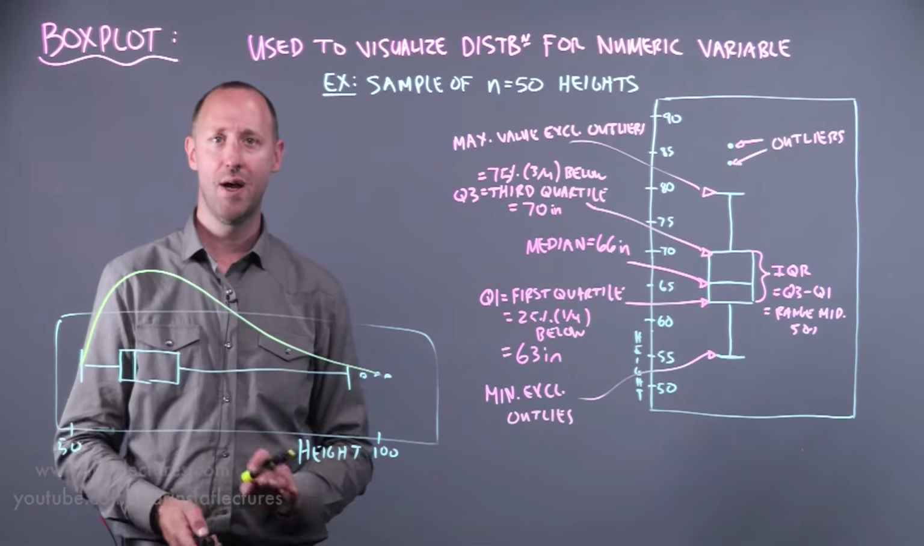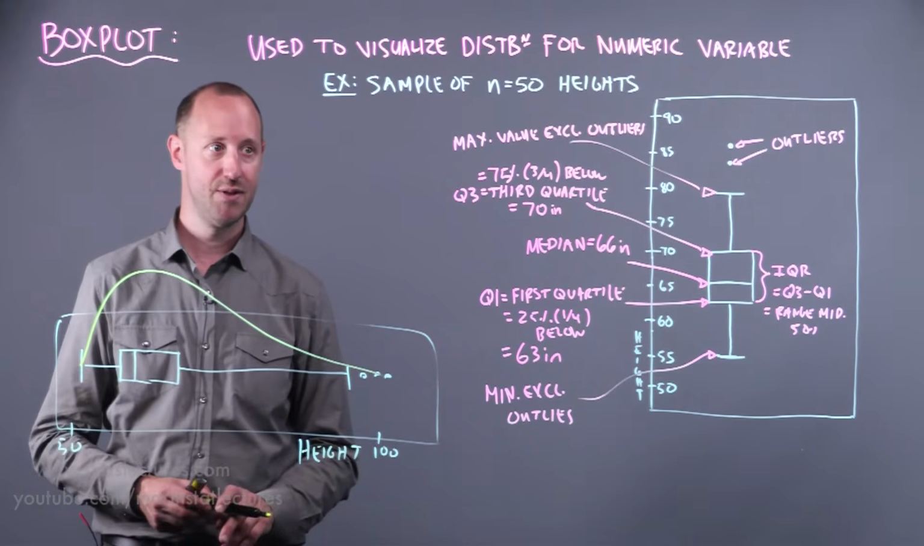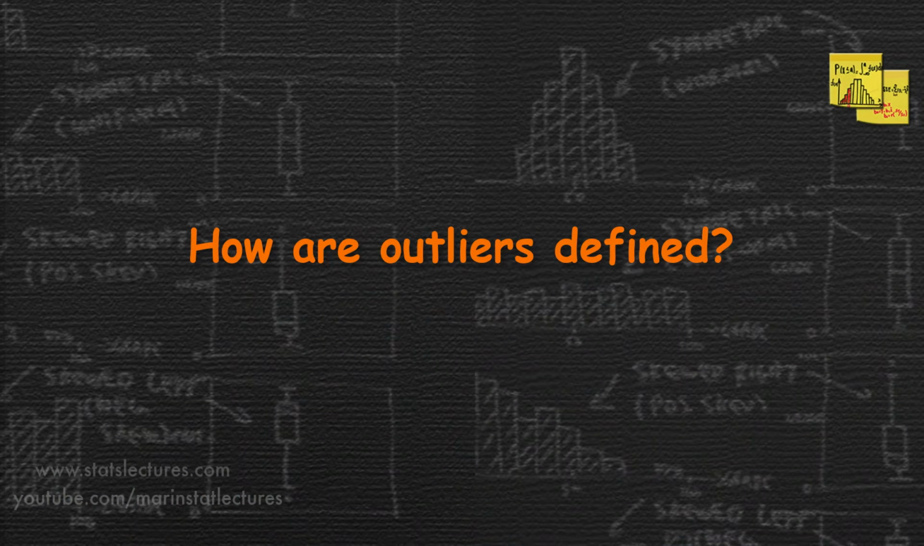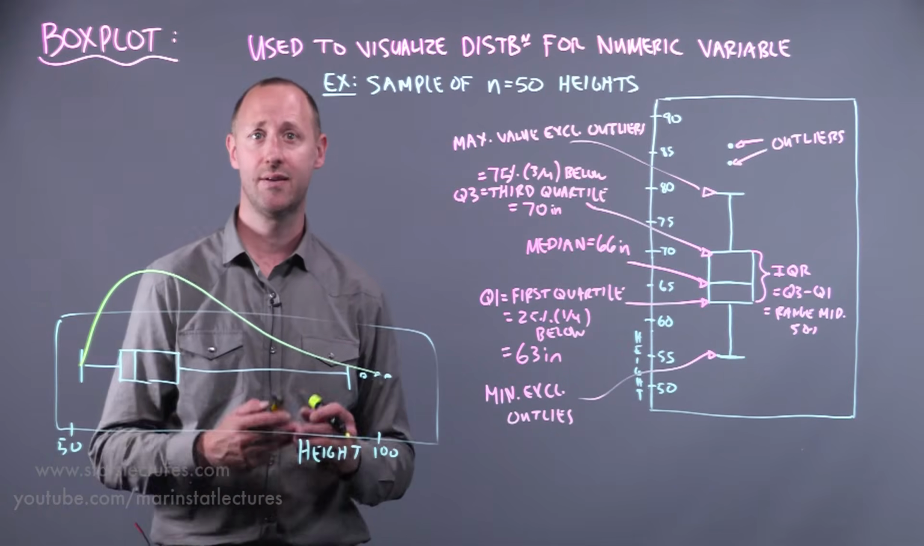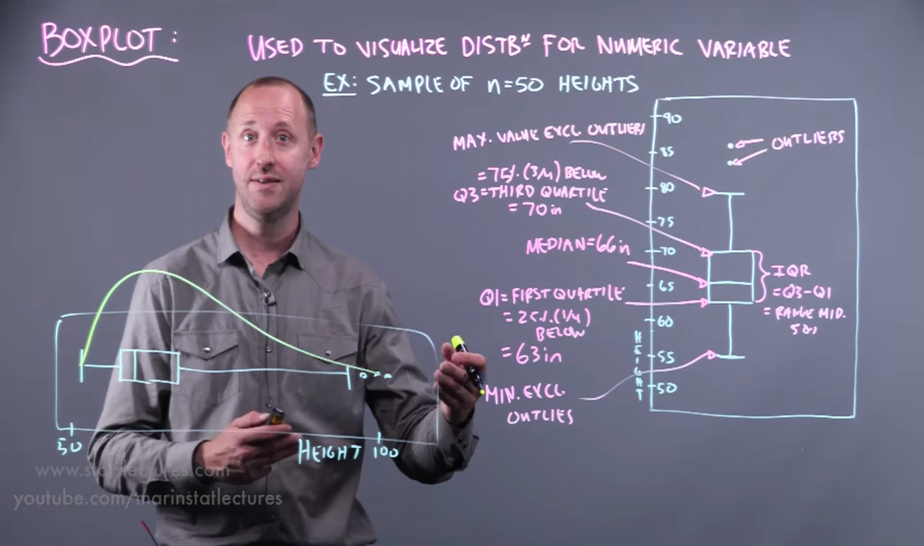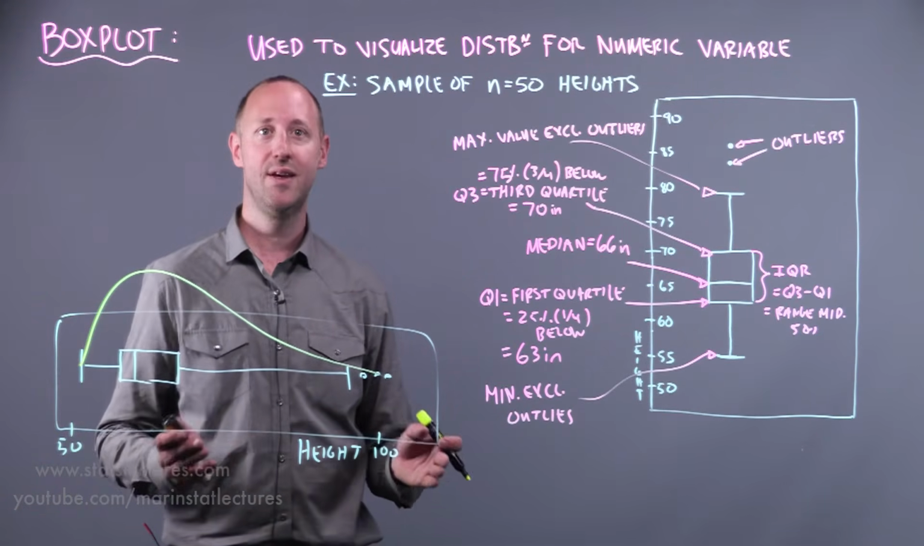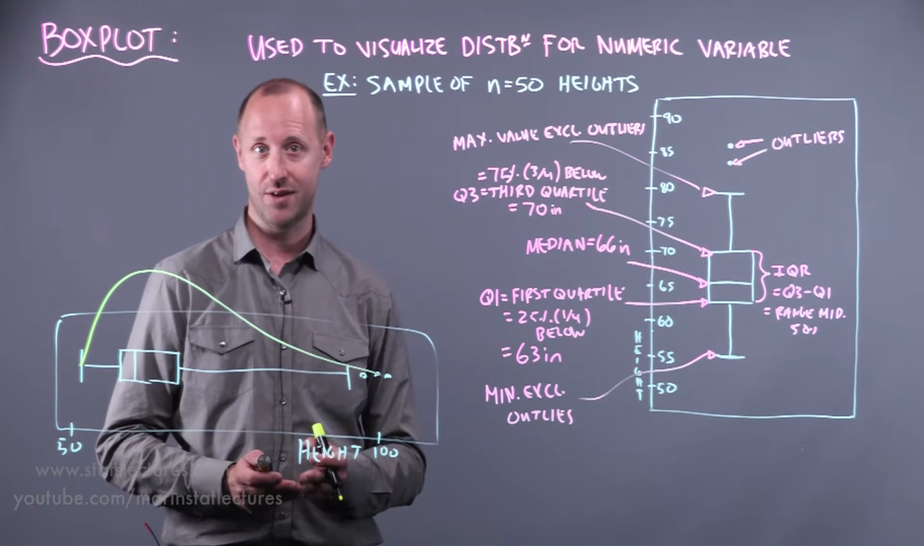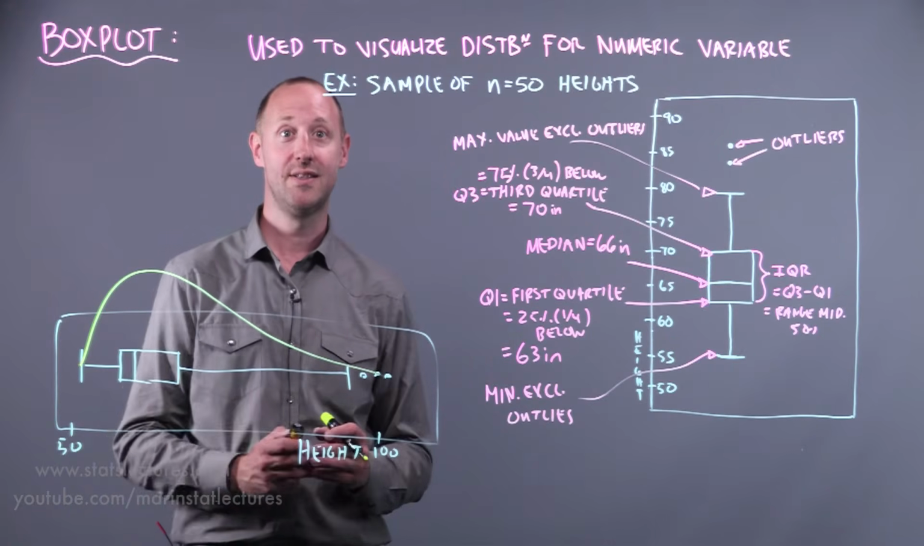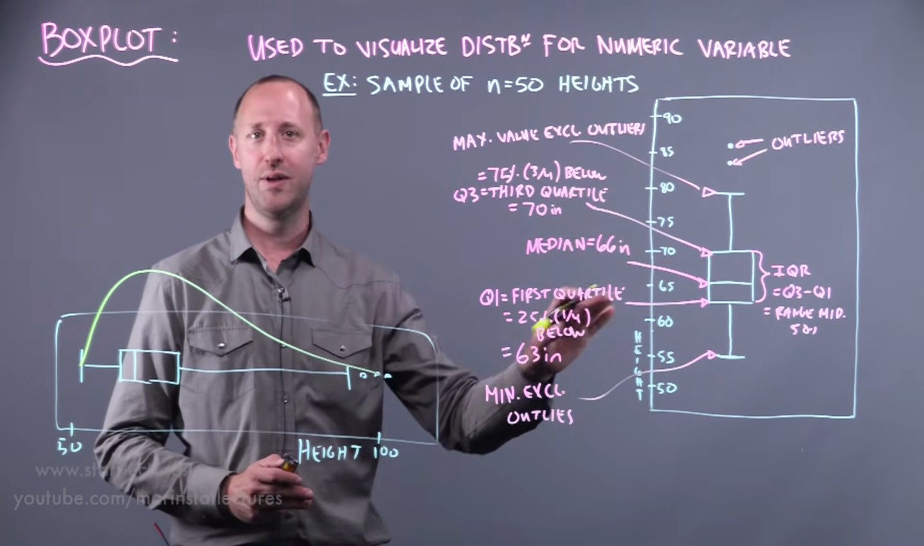So that's what I mean by helping us visualize the shape of the distribution. In order to decide what's an outlier versus what's the maximum or minimum value that's not an outlier, what we can do is calculate what we call an upper fence as well as a lower fence. Anything within the fence is not considered an outlier. Anything beyond the fence is an outlier. Now all this stuff will be done using software.